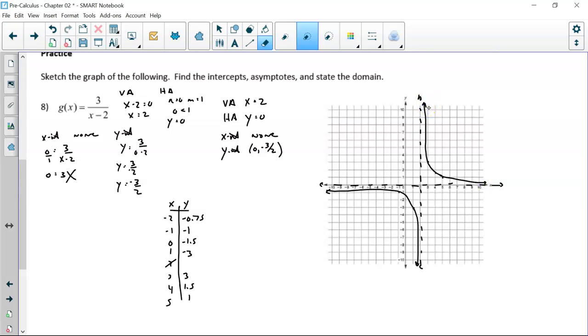So there's our graph. So our domain, we're going from negative infinity to 2, and then from 2 to infinity. It's all real numbers except 2. For our range, we just can't have a 0, so we're going from negative infinity to 0, and the union of 0 to infinity. And there's our domain and range for that graph. All right, let's go and do one more, please.